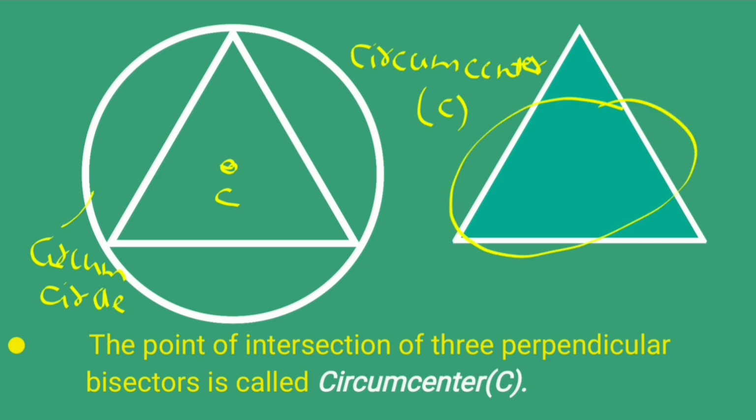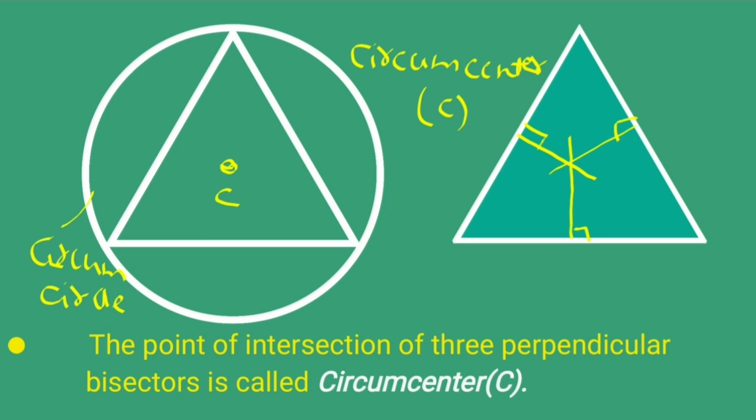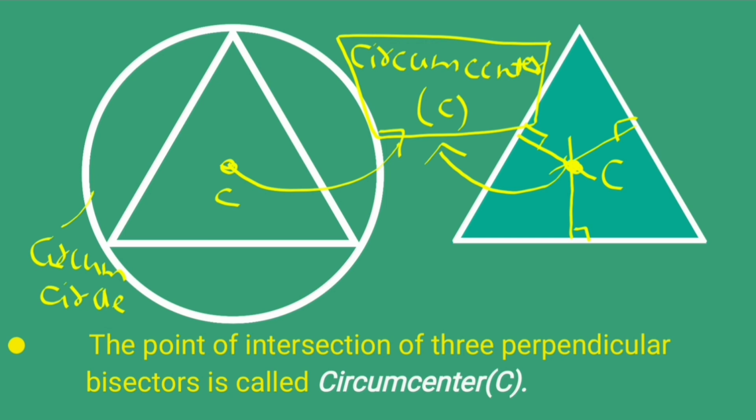Now here is another triangle. Suppose this is one side bisector or perpendicular bisector, and this is the second perpendicular bisector, and this is the third perpendicular bisector. Now the meeting point of these three perpendicular bisectors is called the circumcenter. This is also capital C. These both centers are the same. They are both circumcenters only. Okay.